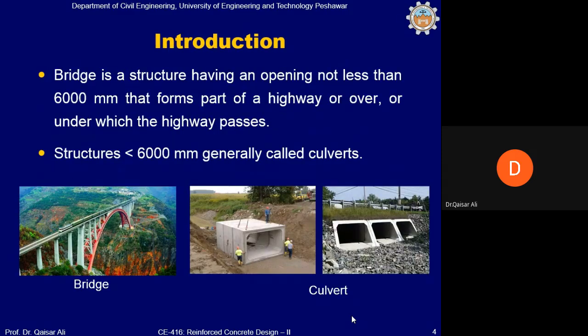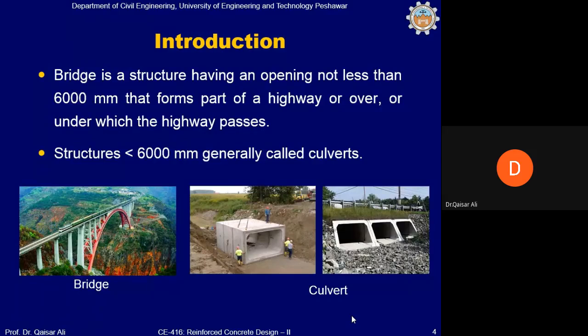Okay, first of all, we will define a bridge. What is a bridge? A bridge is a structure having an opening not less than 6 meters or 6,000 millimeters that forms part of a highway or over or under which the highway passes. Part of a highway means that they are at the same level. Over means that the bridge is over the highway, and under means that it is an underpass. So in all the three cases, it will be called a bridge.